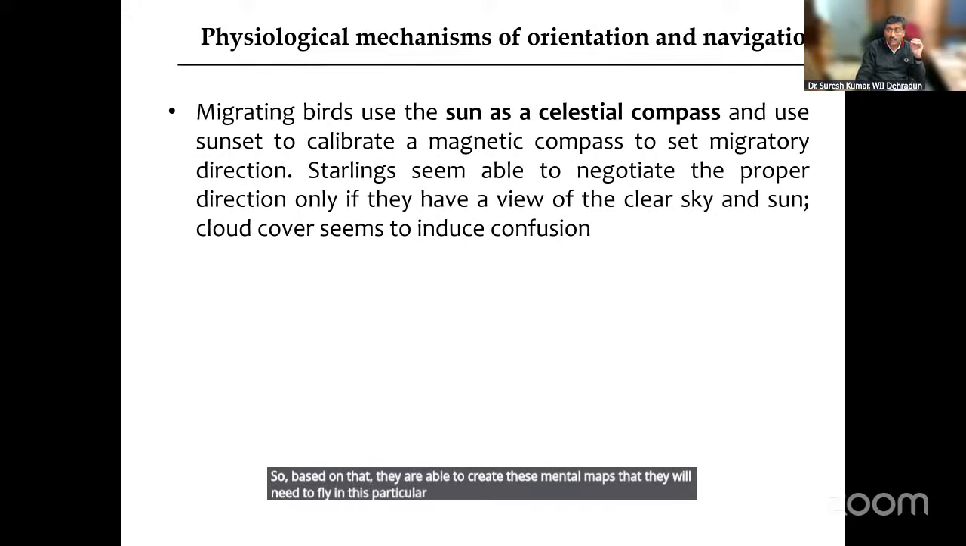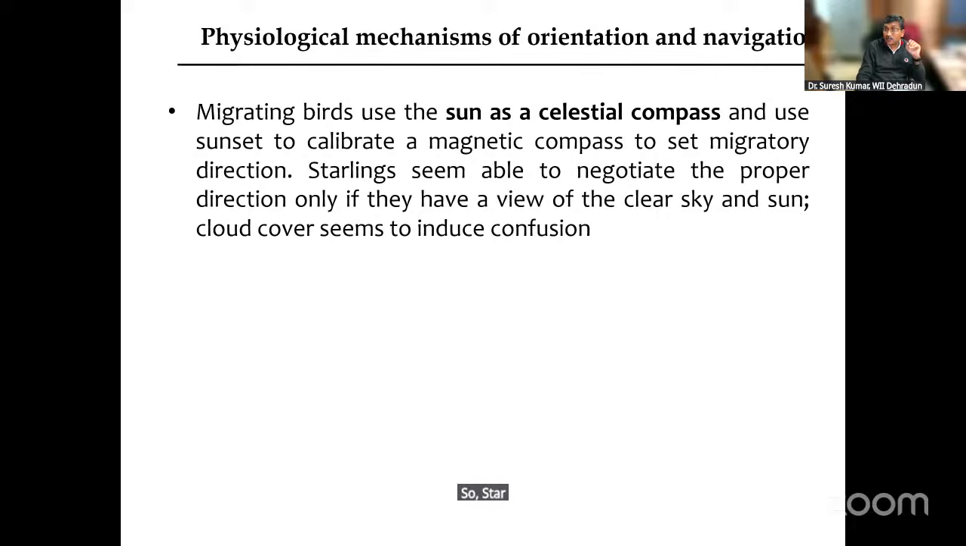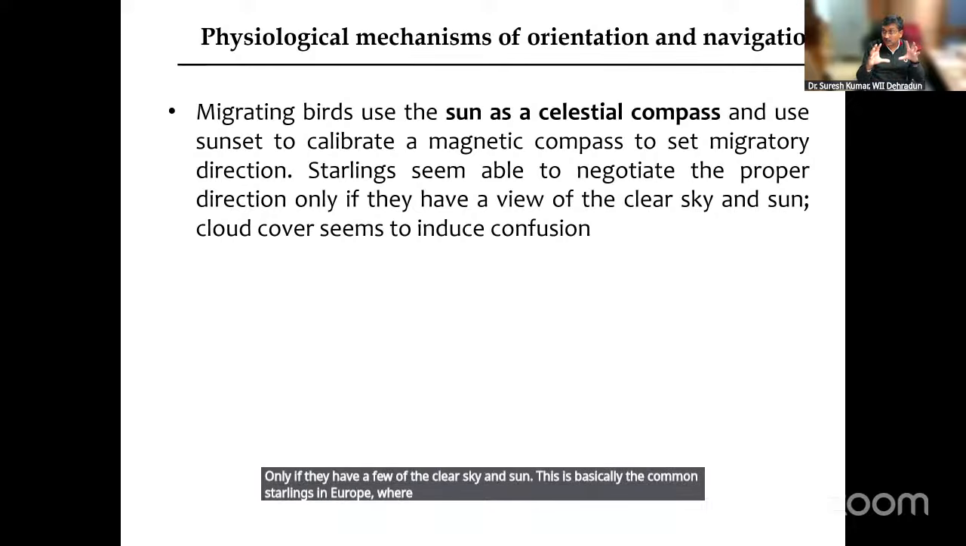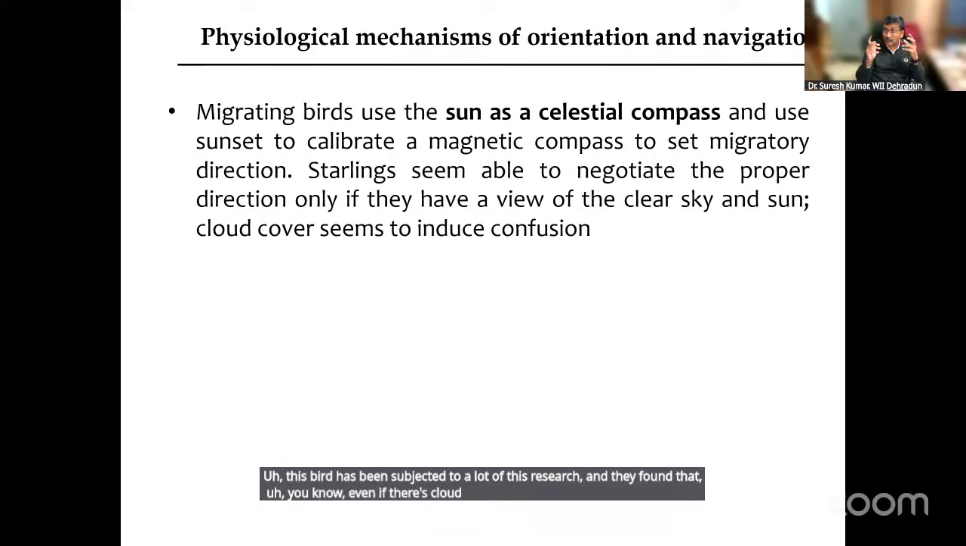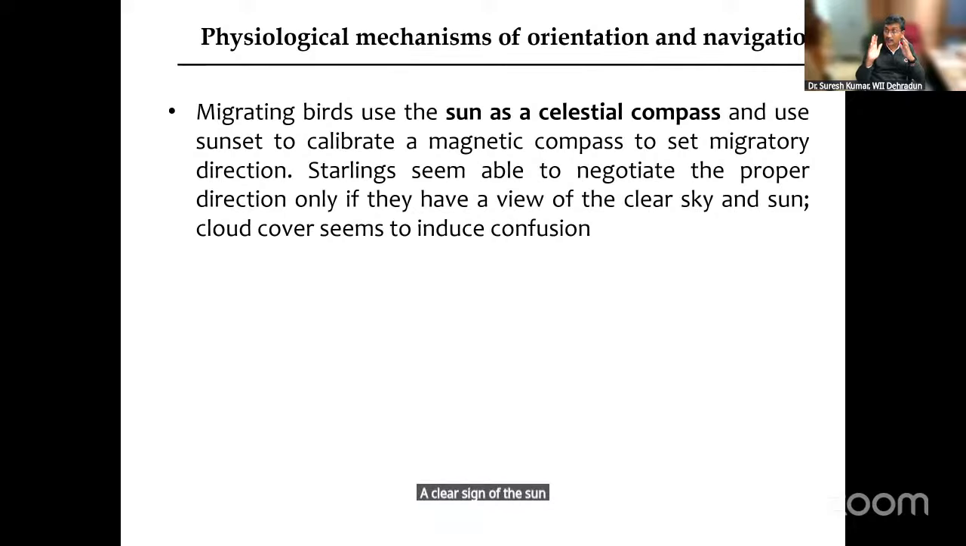So starlings seem able to negotiate the proper direction only if they have a view of the clear sky and sun. This is basically the common starlings in Europe, where this bird has been subjected to a lot of this research, and they found that even if there is cloud cover, they seem to be totally confused. So they definitely need to have a clear sight of the sun, and they're using this as the compass.